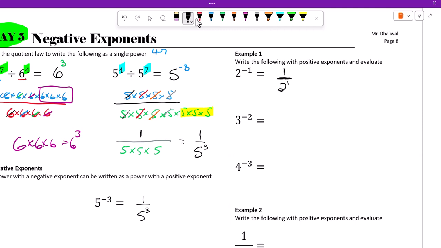Now, the exponent 1, you don't have to show, but you can show it there. Now, this question says, hey, write it as a power, positive exponents. It also says evaluate as well. So remember, evaluate means just calculate. So this question doesn't really change too much. On the top, we have a 1. On the bottom, we evaluate 2 to the exponent 1, which is just 2. So that's our evaluated answer. Okay. Next one.